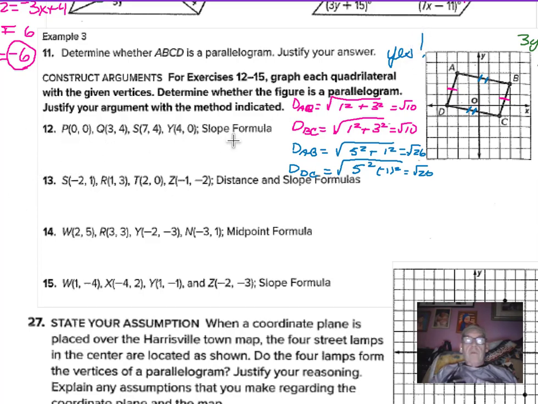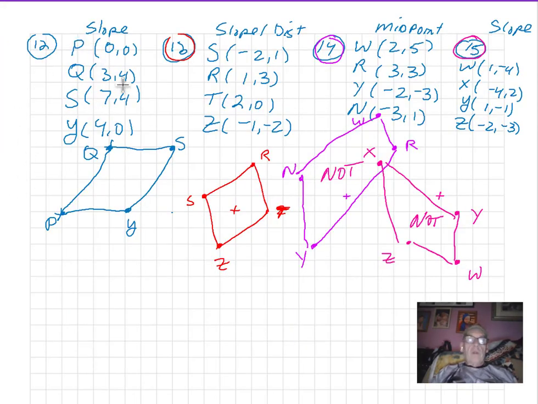Okay, for number 12, they want us to use the slope formula. So I've done these on another page so we can graph them out. So here's number 12. I plotted these out. And it wants us to use the slope to show that this is a parallelogram. So we want to look at the slope from Q to P, and we want to look at the slope of S to Y. And if these are the same, then these lines are parallel.